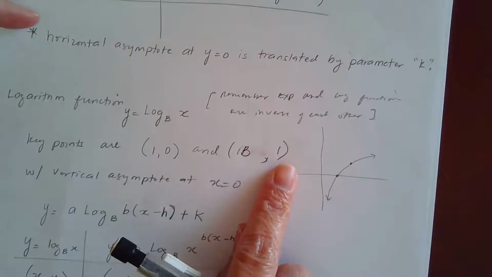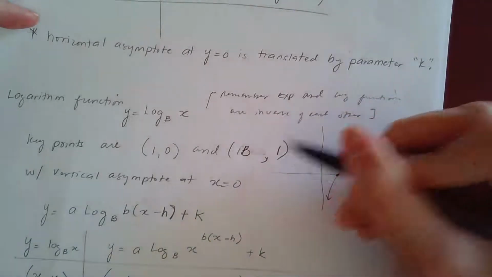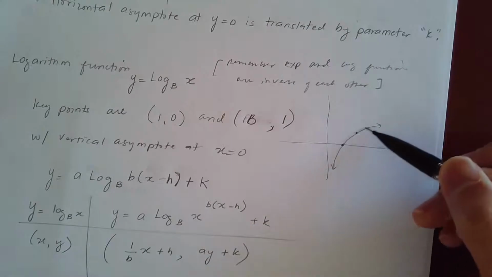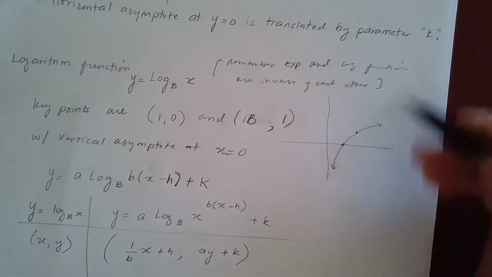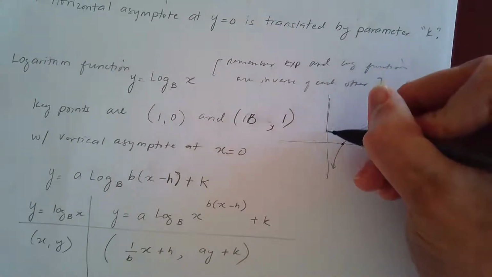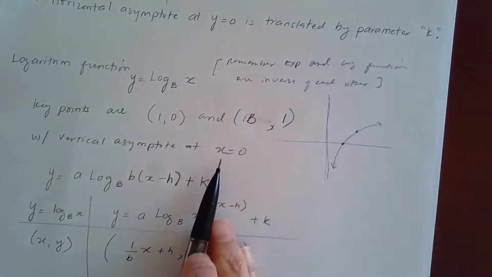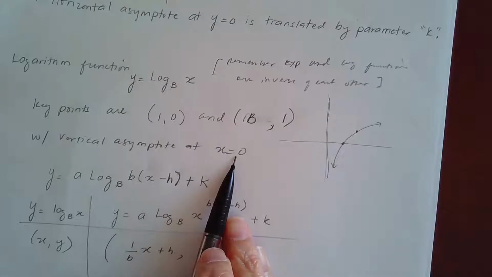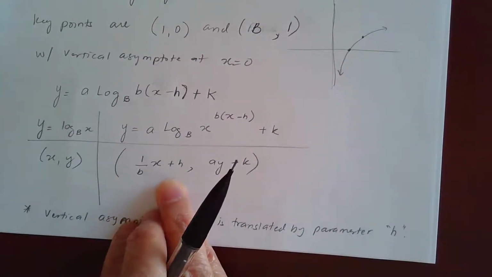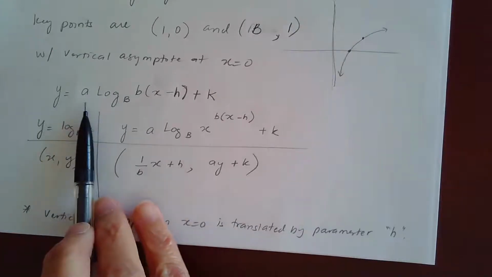Now in this particular case, this is what the graph would look like for the logarithm, and there is a vertical asymptote right here at x equals 0. And again, when we look at the logarithm function, we were able to look at its transformation.